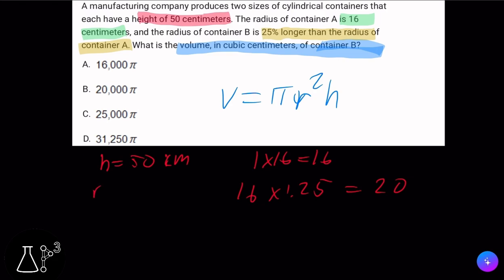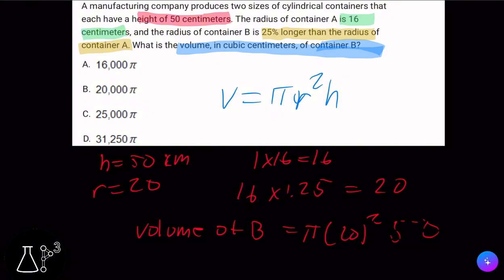So R equals 20. And now what I want to do is plug that into the formula and get my answer. So the volume of container B equals pi, and the radius, which equals 20. So 20 squared multiplied by 50, or 400 multiplied by 50 pi. And if you multiply that, you're going to get 20,000, making our answer B.